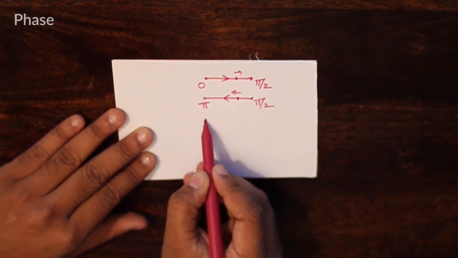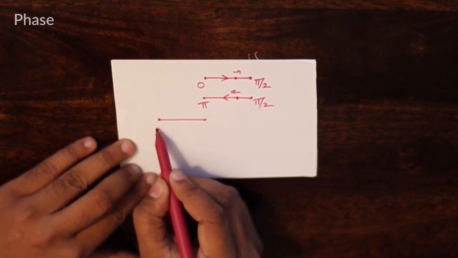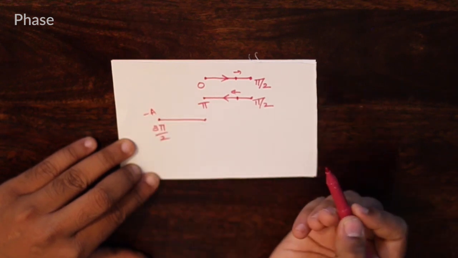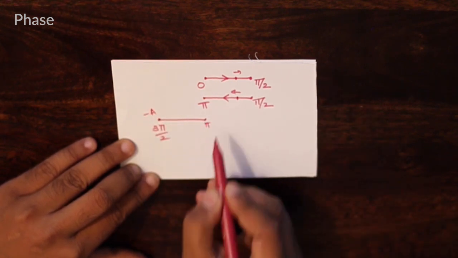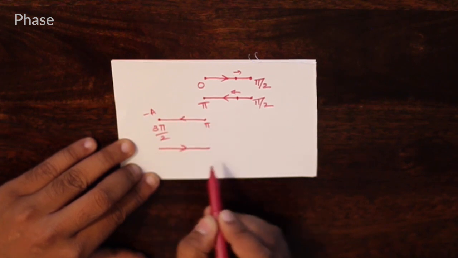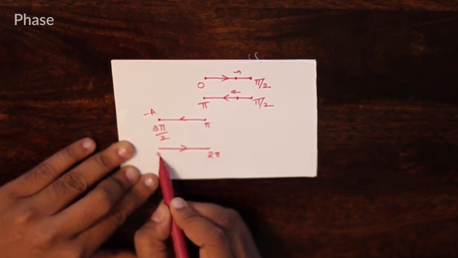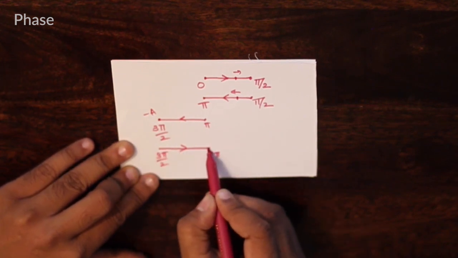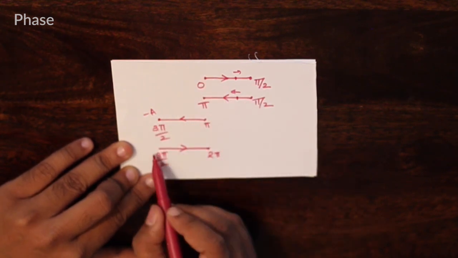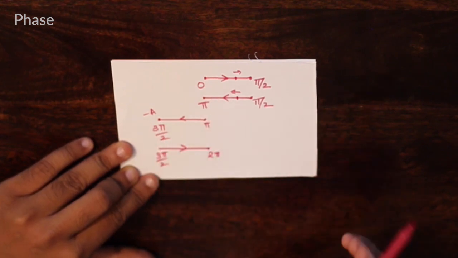And from the pi phase, the bob could move to the next extreme, which is at a phase 3 pi by 2. This is the minus A. And finally from there, you go back to the mean, which is now a phase of 2 pi. And from 2 pi, just like sine, the motion executes the same beats again. And this keeps going on forever.